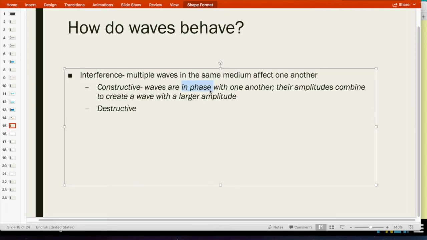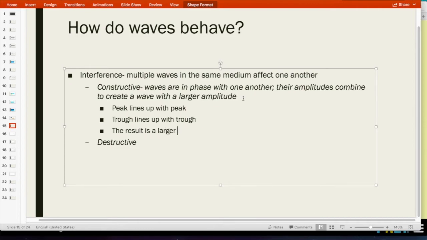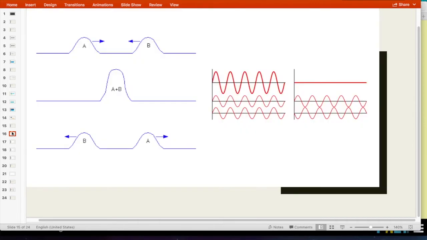When I say in phase, that means they line up basically. Peak lines up with peak, trough lines up with trough. The result is a larger wave, a wave with a larger amplitude. So here's what I'm getting at. We have multiple waves in the same medium, wave A, wave B. They can collide, interfere with each other, and here's constructive interference. I have a peak meeting up with a peak, and for a split second I get this larger amplitude wave. It turns out that the waves will just pass right through each other, which is interesting in and of itself.